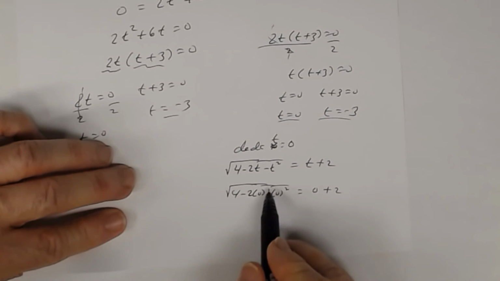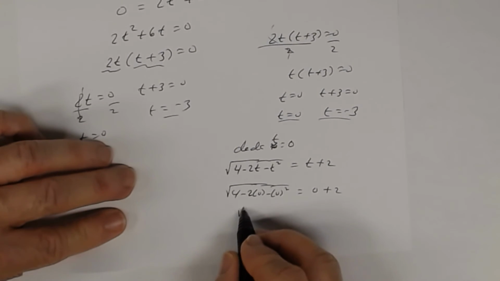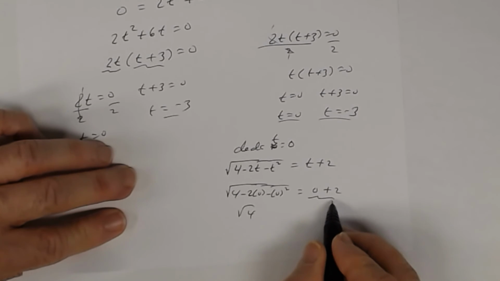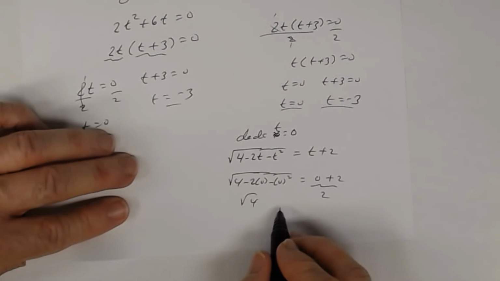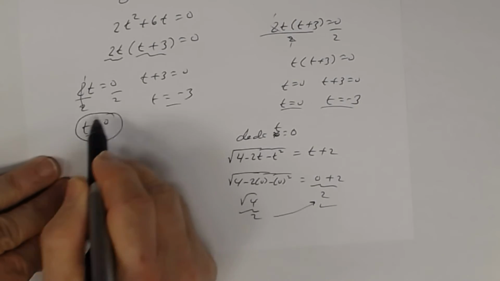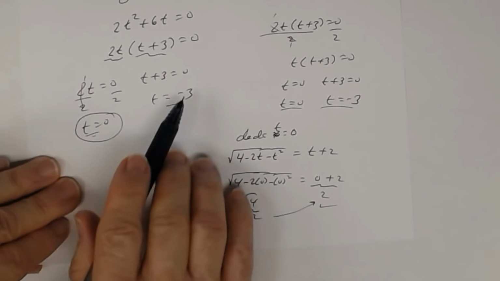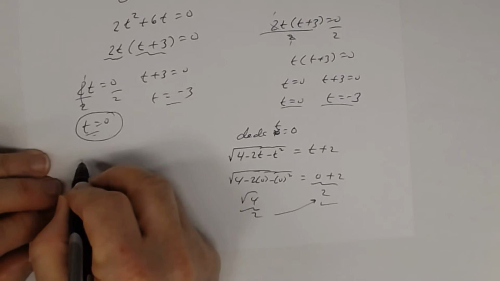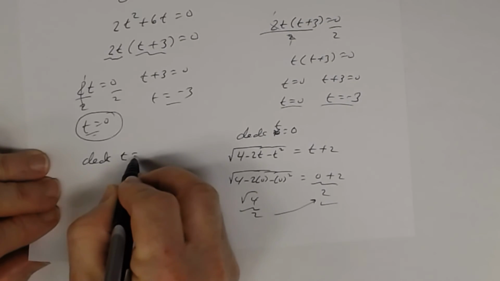Now notice that all this right here is 0 except for this 4. So I get the square root of 4. And then over here, this is just 2. So the question is, is the square root of 4 equal to 2? The answer is yes. 2 does equal 2. So t equals 0 is a solution. Now let's check t equal negative 3.